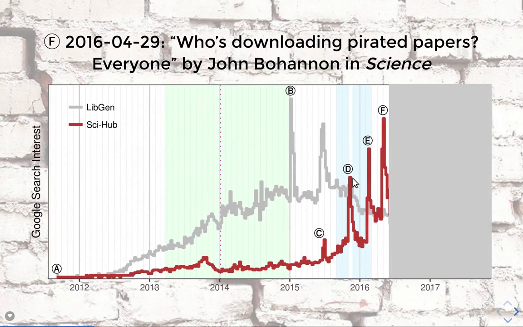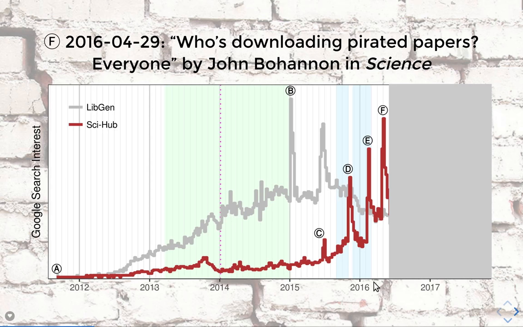Later on, a journalist named John Bohannon published a news piece in Science Magazine, for which he had collaborated with Alexandra to get the download logs from Sci-Hub. So over this period in the light blue here, they collected all the downloaded papers, and they also had the IP addresses of who downloaded those papers, so they could see where in the world Sci-Hub was being used to access literature and for which publishers the downloads were occurring.